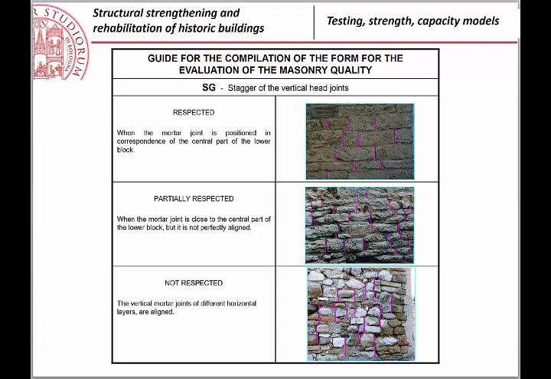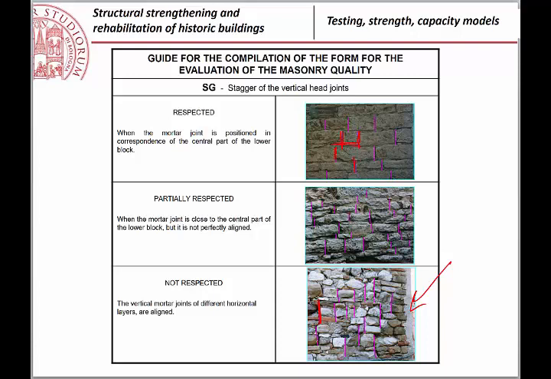Staggering of vertical joints respected means that the vertical joints must be separated. For every layer, you must have the vertical joints in different positions. In the first case, it is respected, then partially respected. Not respected means that the poor guy that did this wall just put the blocks almost randomly, and then you can have more than one layer of blocks where the vertical joint is still the same.